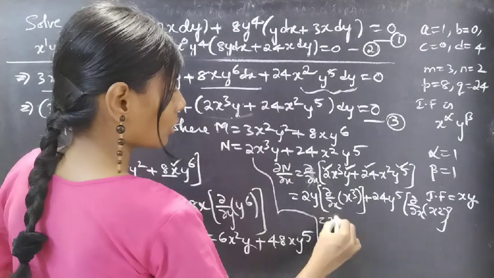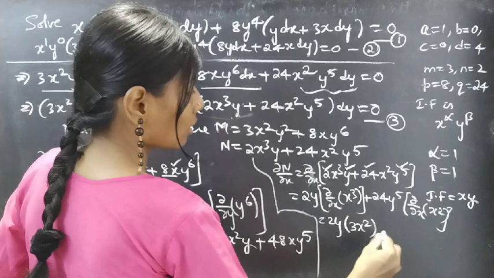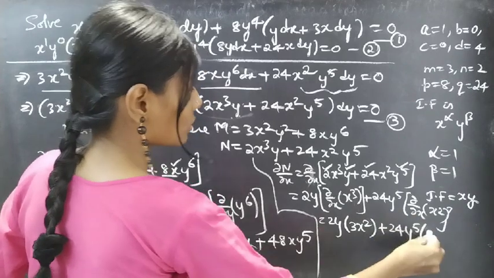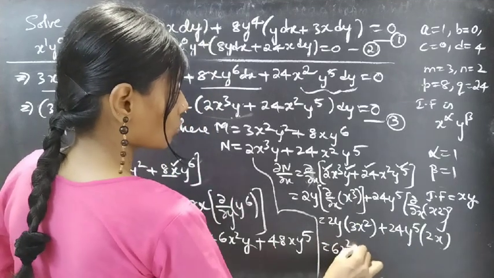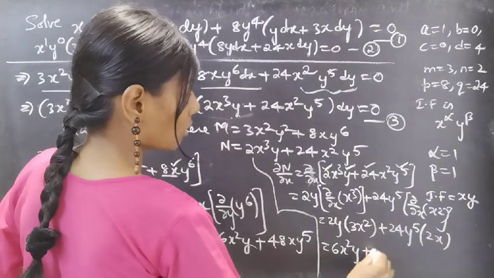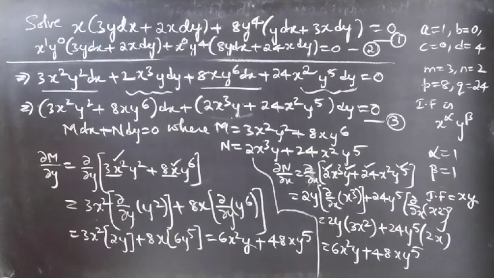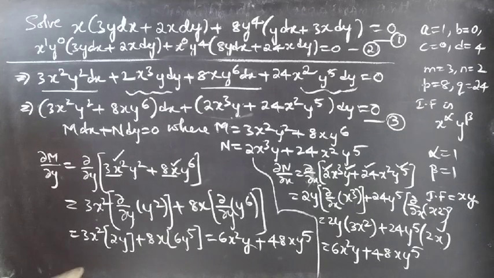This gives us 2y into the partial derivative of x³ with respect to x, which is 3x², plus 24y⁵ into the partial derivative of x² with respect to x, which is 2x, which gives us 2 3s are 6, 6x²y plus 24 2s are 48, 48xy⁵. So you got the same answer. It shows that the partial derivative of M with respect to y equals the partial derivative of N with respect to x, right? From this we can say that equation 3 is exact.